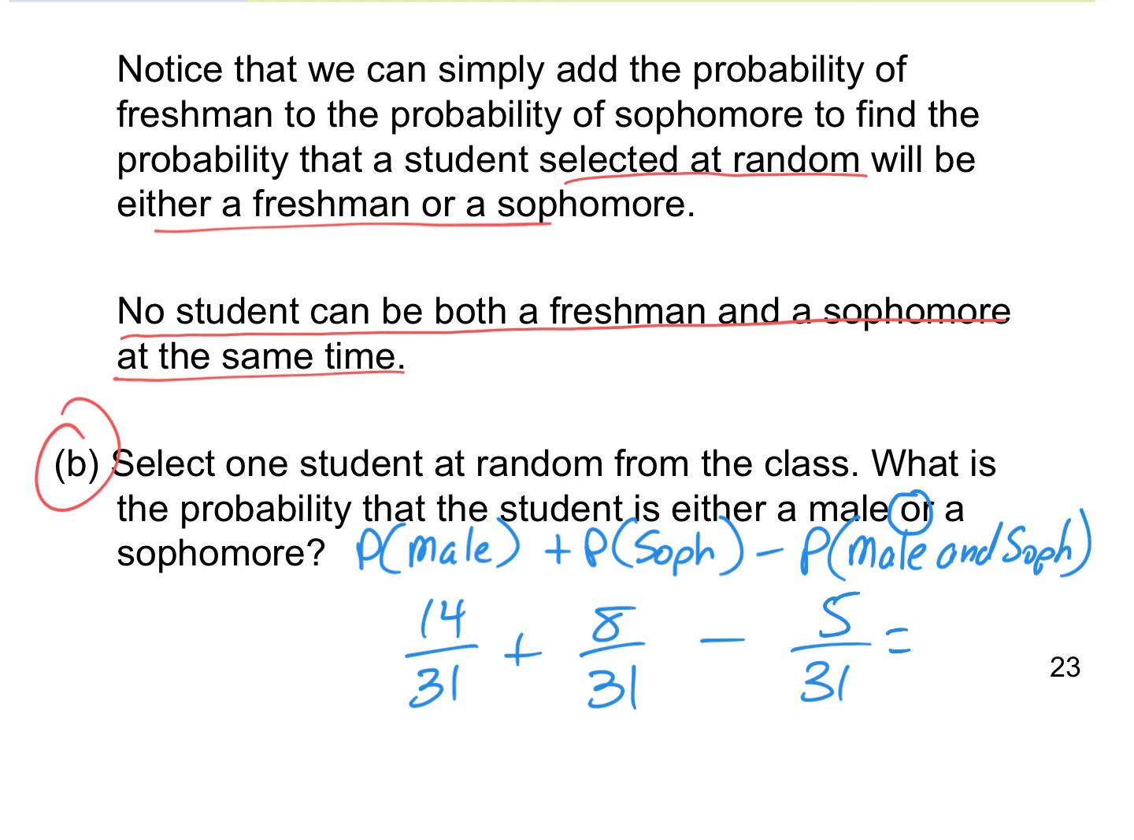8 minus 5 is 3, 17. I don't know why I said 7. 17 out of 31.